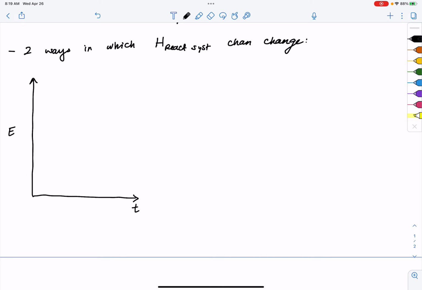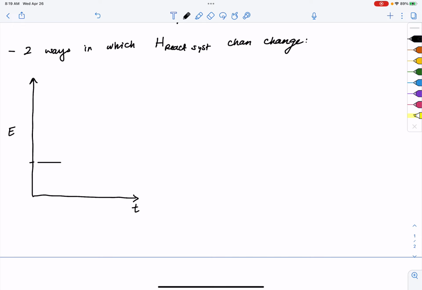And when we keep talking about this later, you will understand why I'm using a generic energy axis. But in general, let's look at the 2 different ways that a reaction can exchange heat with its surroundings. So let's suppose that we have some reactants at some initial energy state over here.